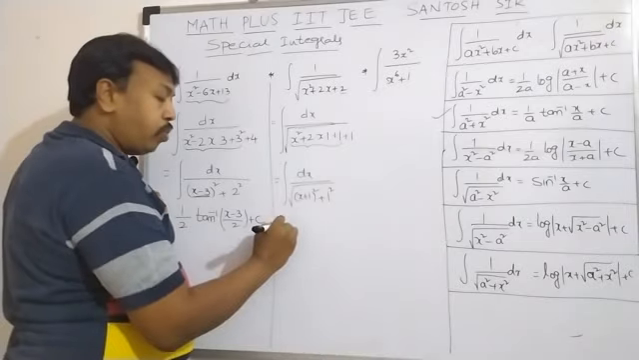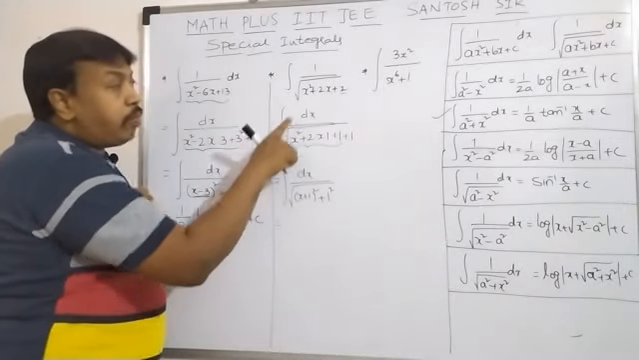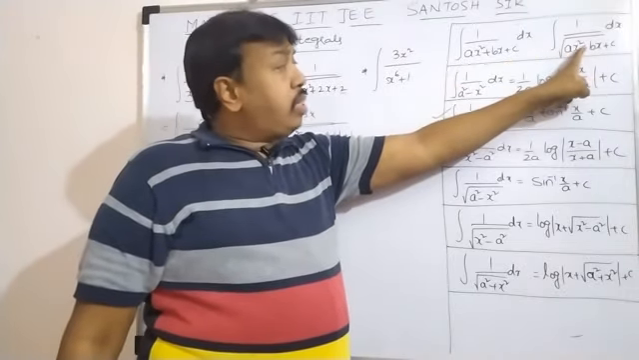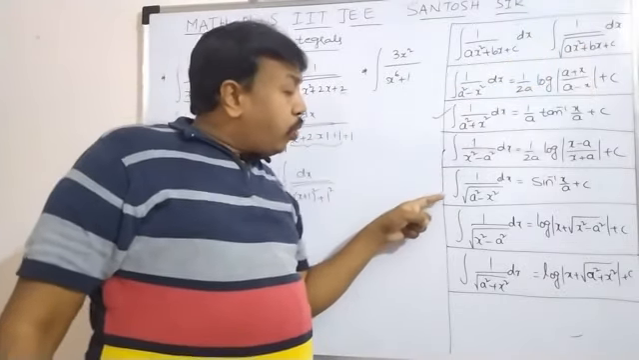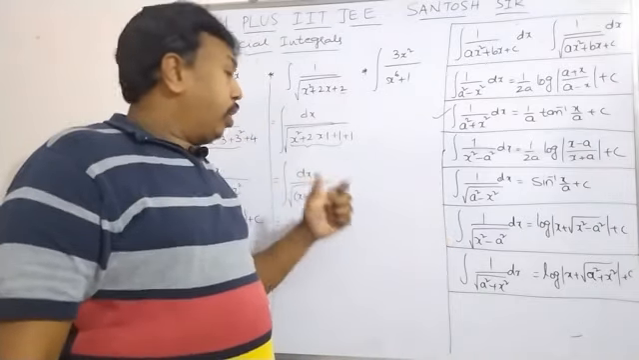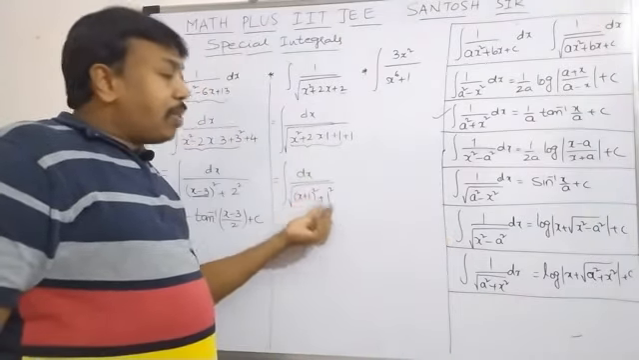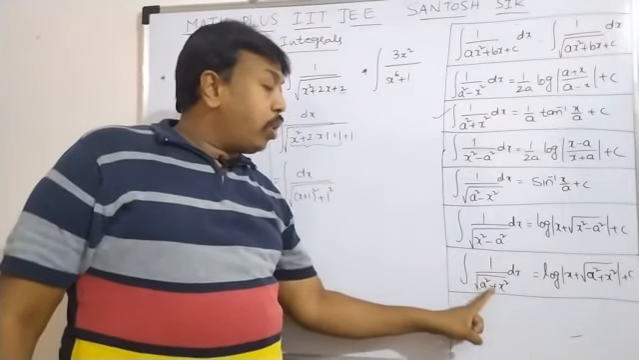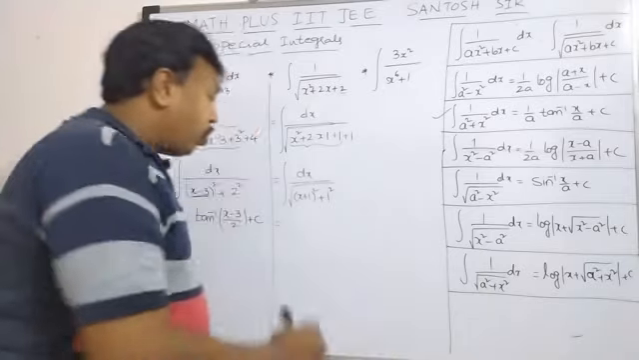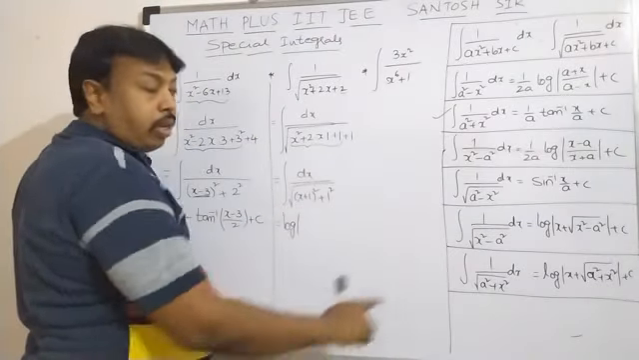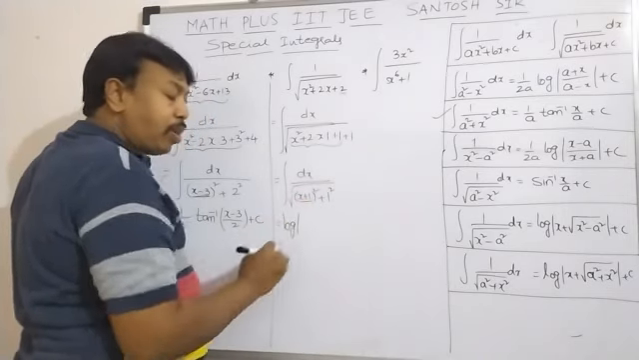Now see, whenever a root comes in the denominator, meaning the integrand is in this form, we are going to apply any one of these 3 formulas according to the question. So here, 1 upon under root of x square plus a square means you are going to use this formula. So the formula is log mod x, where in place of x we have x plus 1.